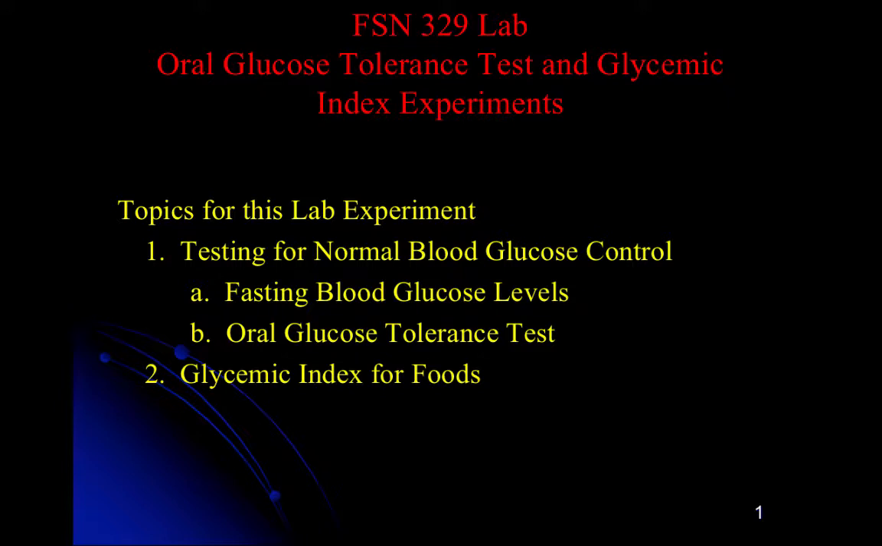Because when everything's working properly, the hormones, especially glucagon, insulin, epinephrine, cortisol, those hormones control blood glucose. Every time you eat, those hormones respond. Every time you fast, the hormones respond to try to maintain blood glucose because tissues need glucose.